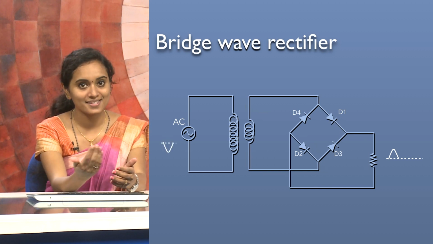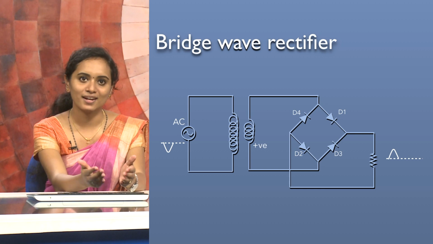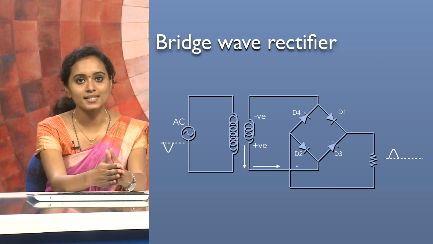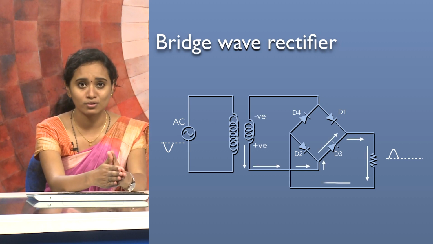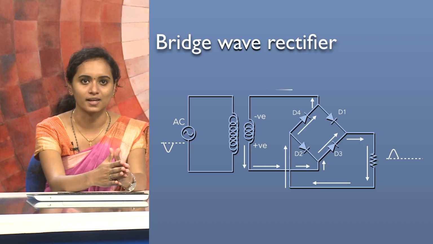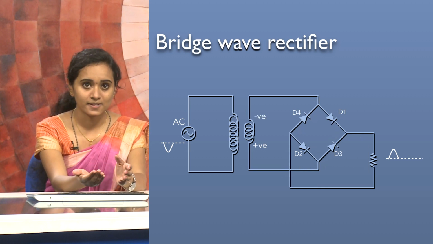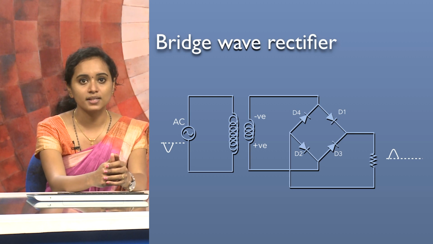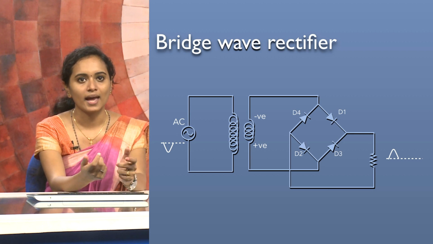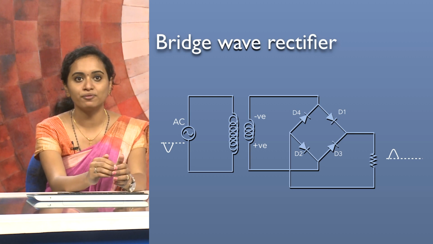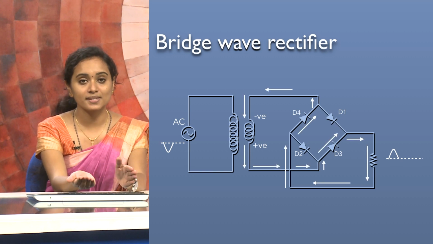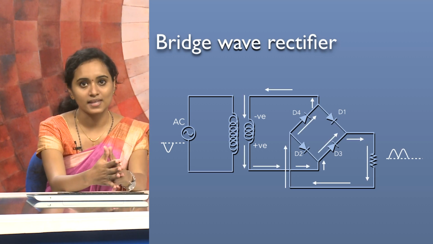When the input cycle is negative, diodes D3 and D4 are forward biased and conduct current in the same direction through the load resistor as during the positive half cycle. During the negative half cycle, D1 and D2 are reverse biased, or equivalently an open switch. A full wave rectified output voltage appears across the load as a result of this action.